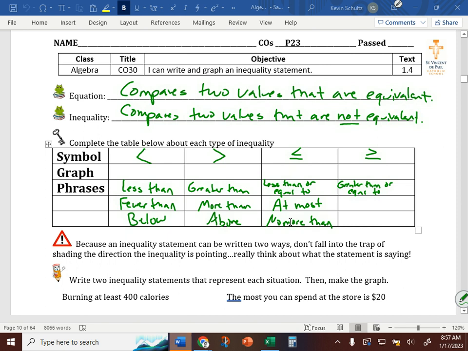At least. The game will take at least 3 hours. That means it could take 3 hours or longer. You should be reading at least 20 minutes a night for Reader's Workshop, right? 20 minutes or longer, okay? And what other phrase would fit for this one, Maddie? No less than.